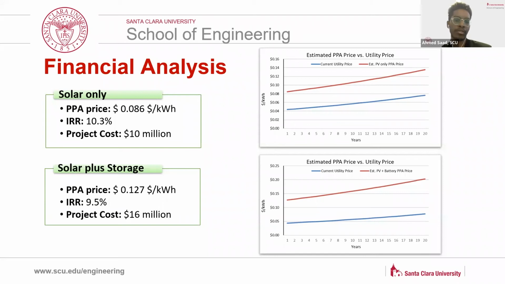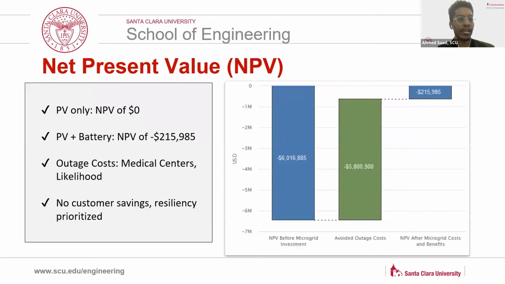Both proposals have a payback period of around 10.5 years. In terms of the NPV, or net present value, we met the requirements of having no net profit or loss for the PV only system. But for the solar plus storage system, the batteries were expected to cost around $6 million. So there's a net loss of around $200,000 after considering the avoided outage costs.